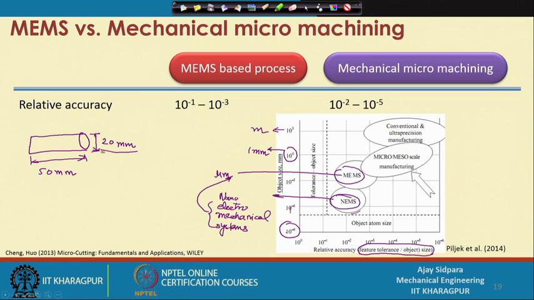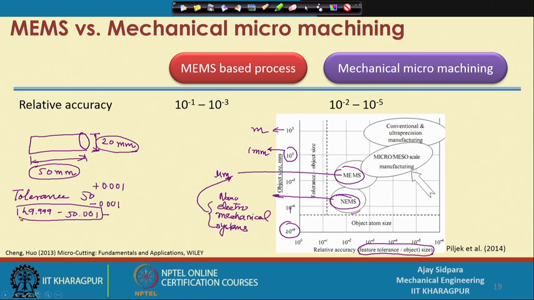Now, when you are specifying a 20 millimeter diameter, it is difficult to fabricate with exactly the same dimension. So, what we generally do is give a tolerance. So, 50 plus minus something like 0.001. So, if the dimension is within 50.001 to 49.999, that means this is an acceptable dimension with respect to the fabrication process.